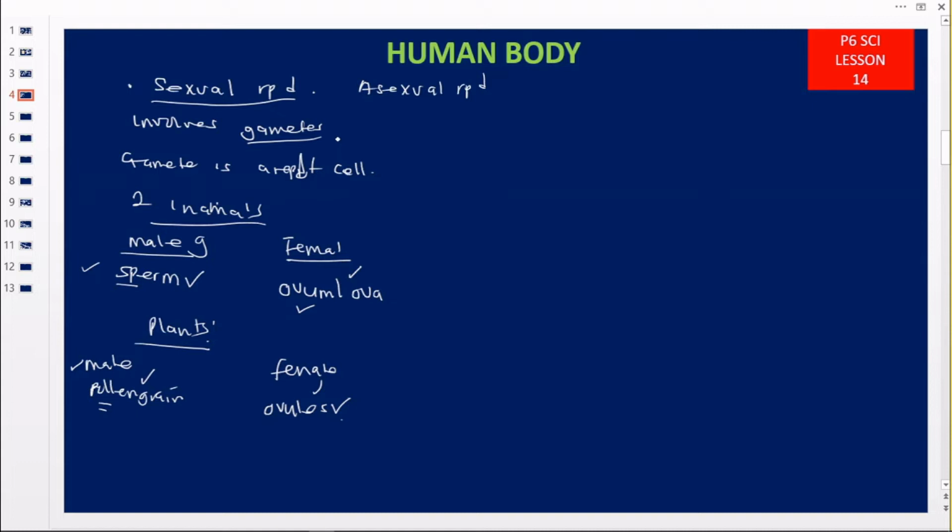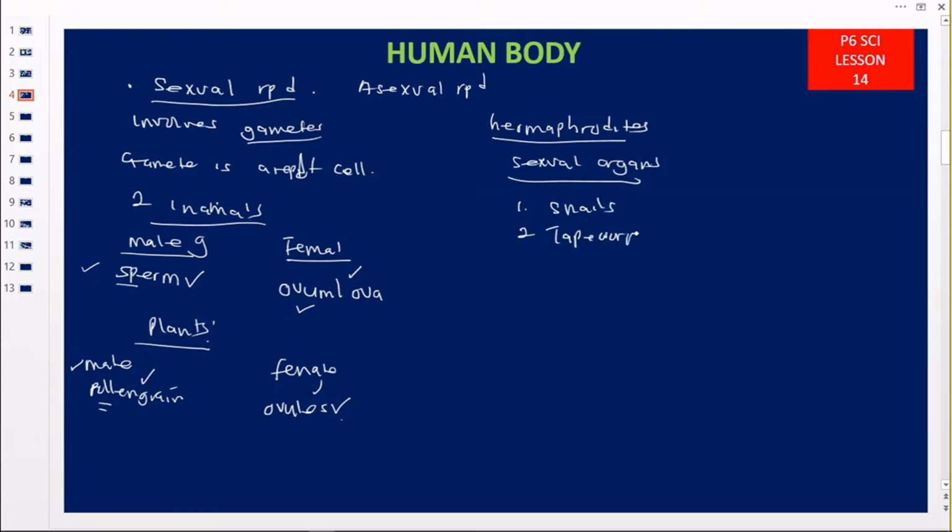From them again we have animals that are hermaphrodites. We have animals that are said to be bisexual, so we call them hermaphrodites. These are the animals with both sexual organs. Examples are the snails and the tapeworms. That's why tapeworms survive in our intestines: they don't need mates, so they can multiply. They are bisexual, or hermaphrodites. We also have the earthworms, which are hermaphrodites.